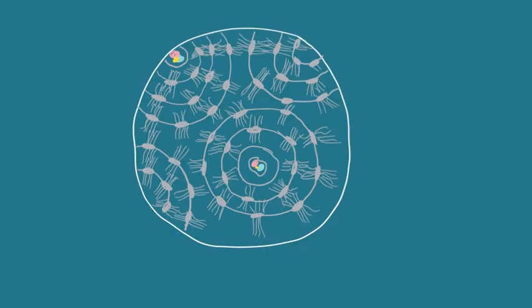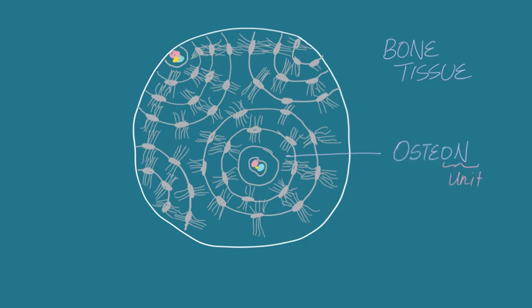Here is a section of bone tissue. Bone tissue looks like tree rings with osteocytes arranged in concentric circles. The bone tissue is organized into units of bone called osteons. The word osteon literally means bone unit. On means unit and osteo means bone.